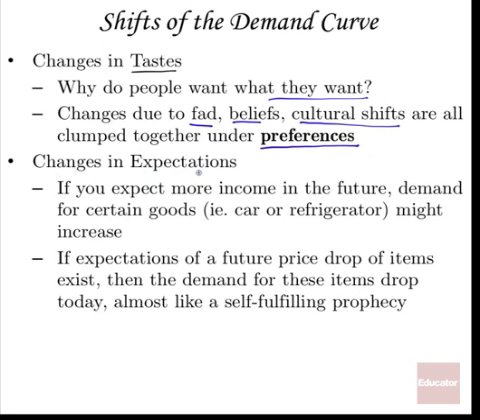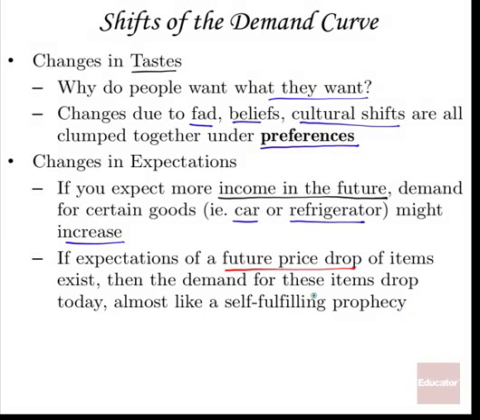And there's also changes in expectations. So if you expect more income in the future, so you expect a raise, then demand for certain goods, for example, big ticket items usually like a car or a refrigerator, might actually increase. Similarly, if there's expectations of a future price drop of an item, then the demand for these items drops today, almost like a self-fulfilling prophecy.